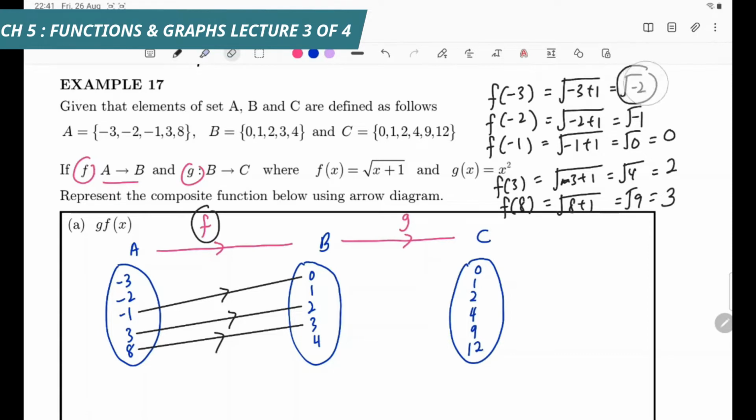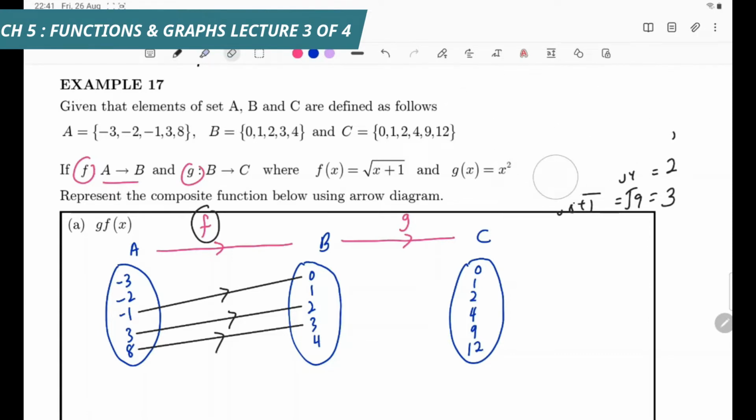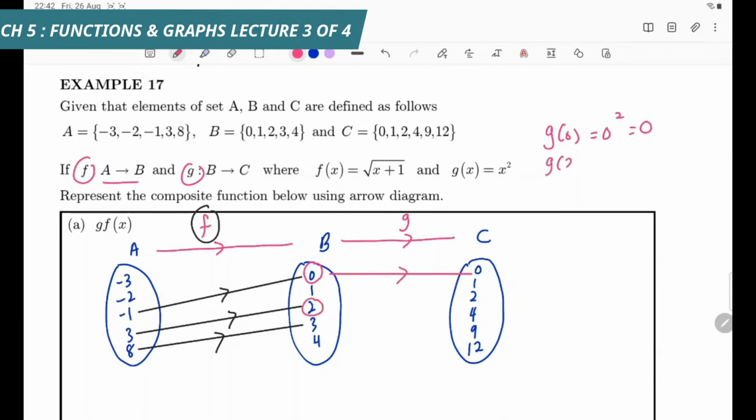We're going to repeat the same process, but I'm going to substitute the values in B into the function g. So for the first value of B, which is 0, we're going to have g(0) is equal to 0 squared, 0. So we can map 0 to 0. The next, 2, g(2) is equal to 2 squared, which is 4. So we can map 2 to 4.